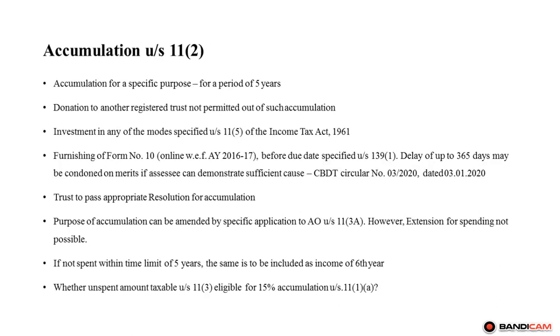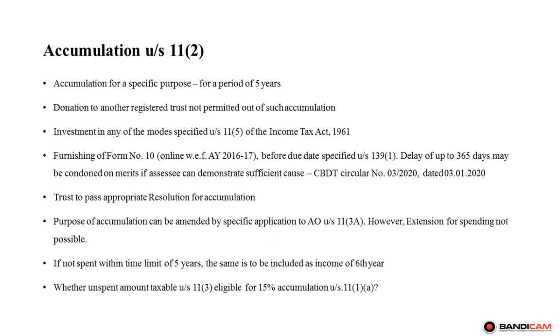Then next one is accumulation. We already studied the accumulation under section 11 subsection 2. Again we revise it. Accumulation for specific purpose for a period of 5 years. The accumulation means to keep a fund aside for meeting future expenses of the trust, and the period is given, that is up to 5 years. Donation to another registered trust not permitted out of such accumulation. So accumulation of funds and the donation given to another registered trust from the accumulated fund is not permitted according to the Income Tax Act 1961.